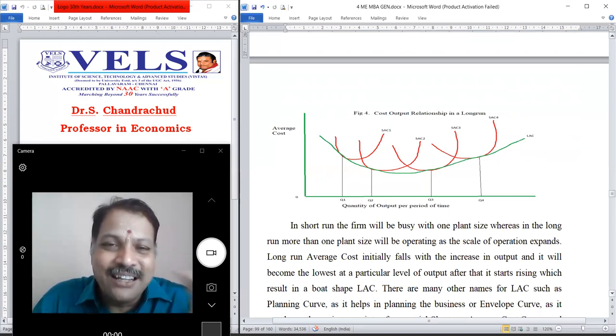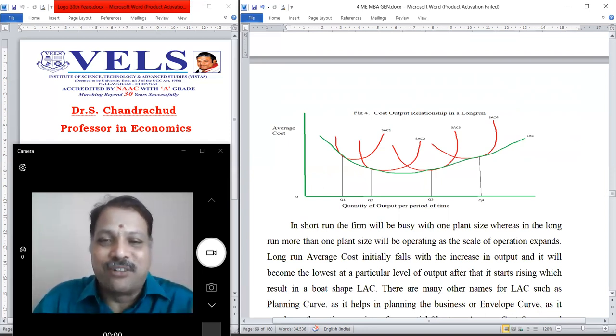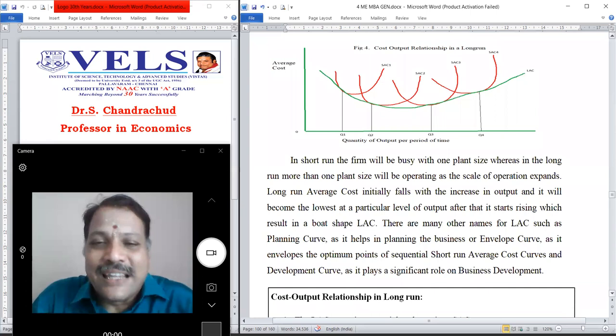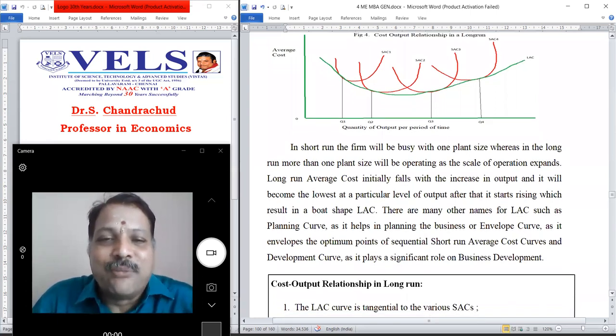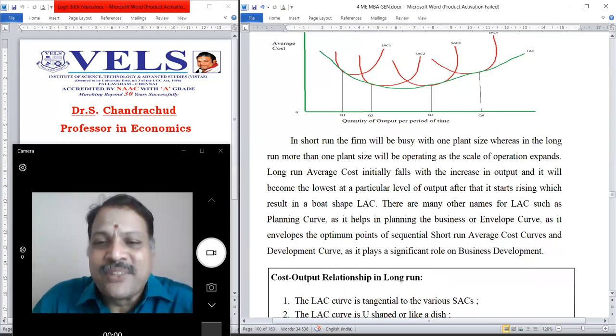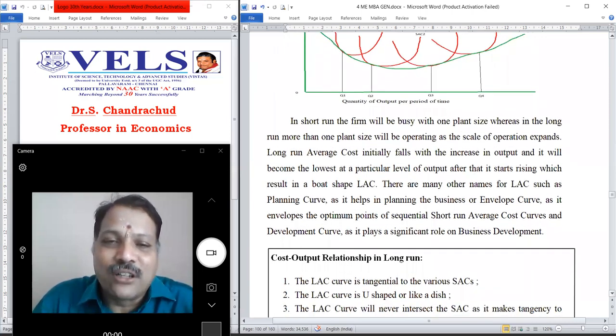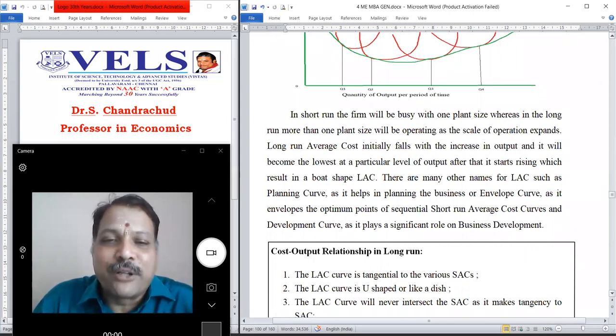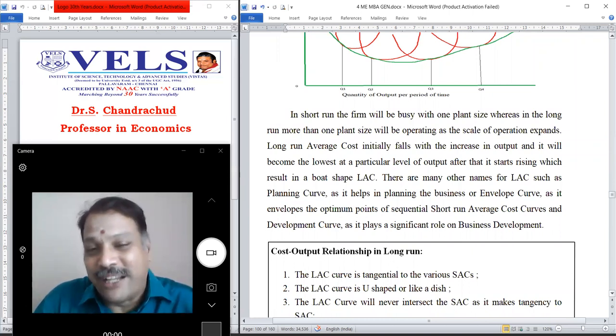So we aggregate four short-run average cost curves, and that green line represents the least cost combination of factors, the optimum point. So it is a boat-shaped curve. LAC is a boat-shaped curve. In the short run, the firm will be busy with one plant size, whereas in the long run, more than one plant size will be operated as the scale of operation expands. The long-run average cost initially falls with the increase in output, and it becomes the lowest at a particular level of output. After that, it starts rising, which results in a boat-shaped LAC.